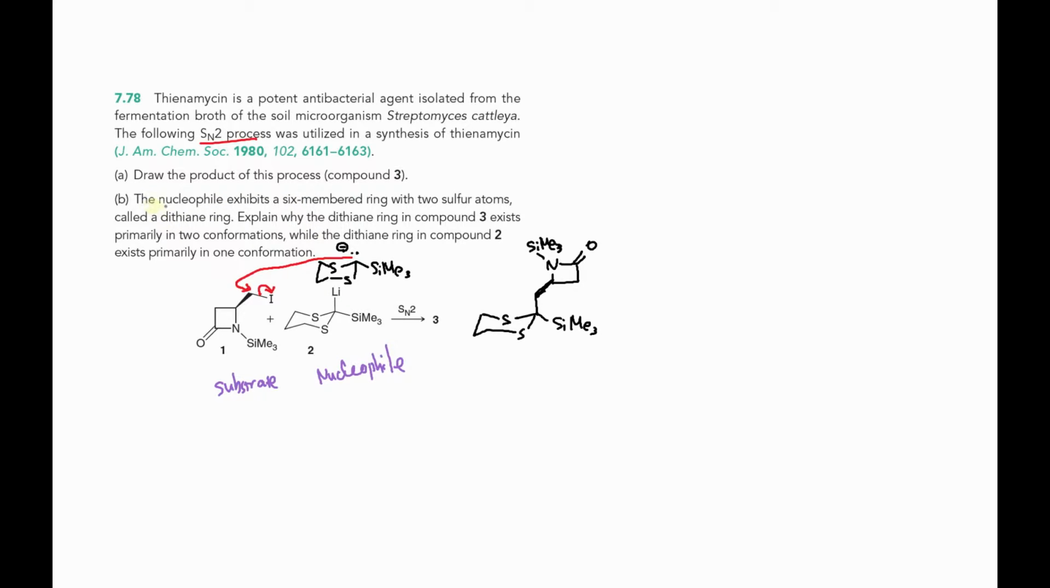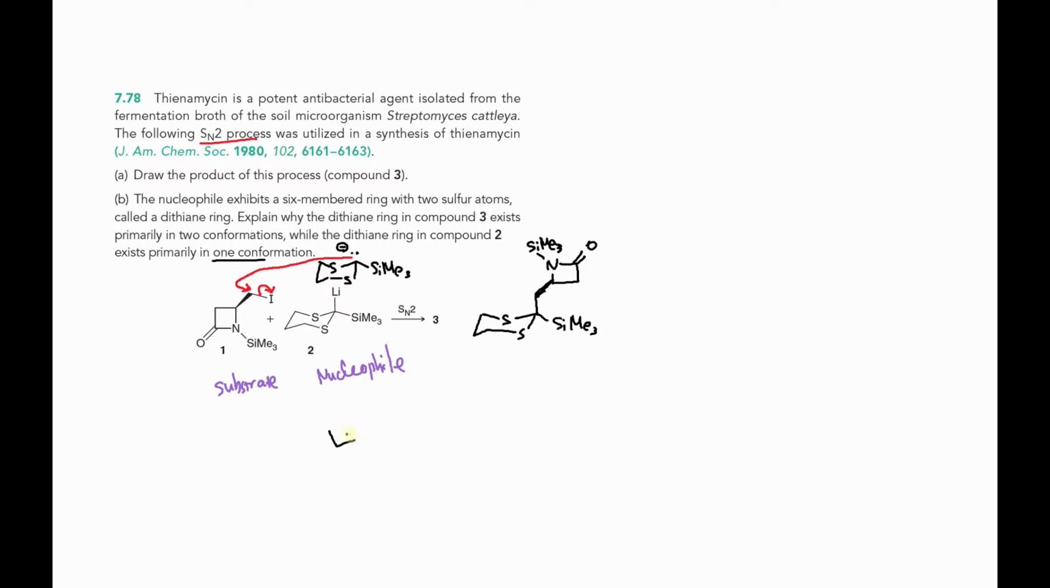Now let's move on to part B. The nucleophile exhibits a 6-membered ring with 2 sulfur atoms called a dithiane ring. Explain why the dithiane ring in compound 3 exists primarily in 2 conformations, while the dithiane ring in compound 2 exists primarily in 1 conformation. So in order to solve this, we must discuss the ring flip. Starting from compound 2, I can also draw the flipped version.